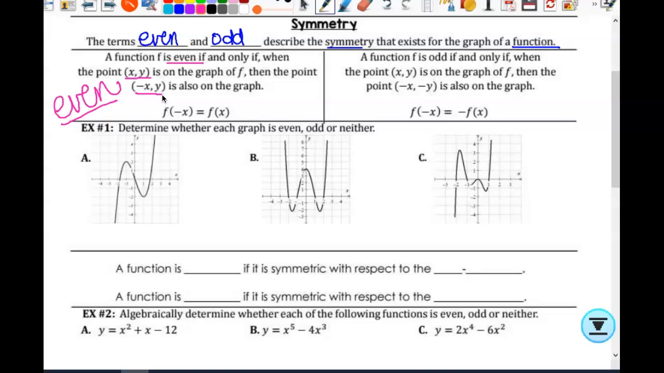A function is odd if and only if, so we'll put odd over here so we can see it bigger, when you have x, y, you have negative x, negative y. You change the signs on both. So for the even, you're just changing the sign on x. For the odd, you're changing the signs on both. In addition to that, for the odd functions, every single time f of 0 is equal to 0. So every time in an odd function, if x is 0, y is 0. So what that tells you is that for an odd function, it always passes through the origin.